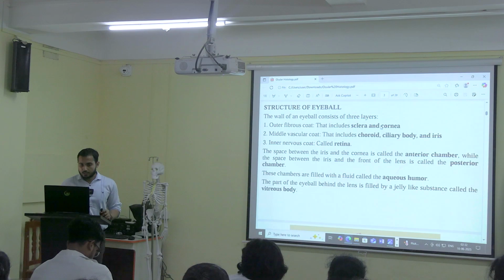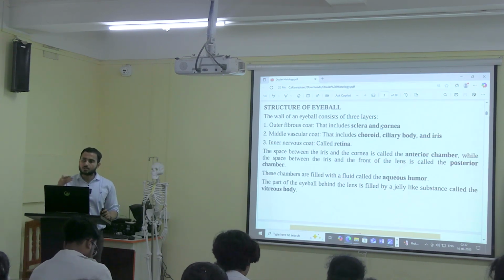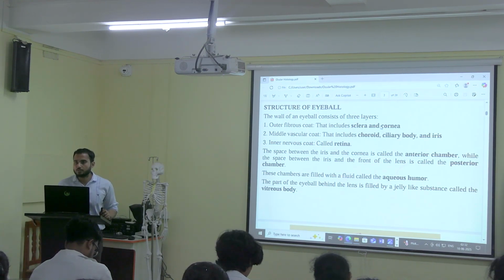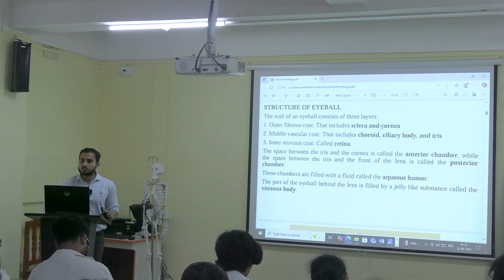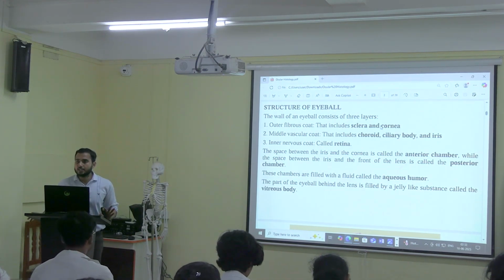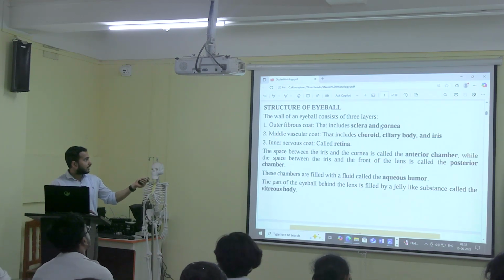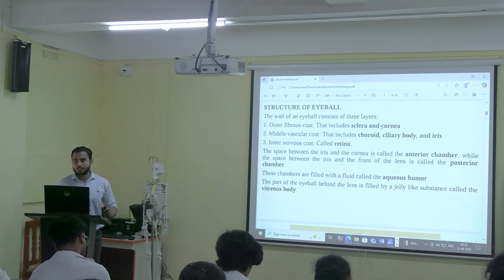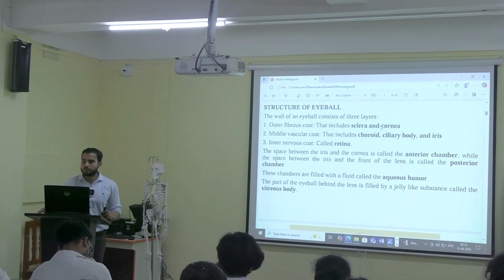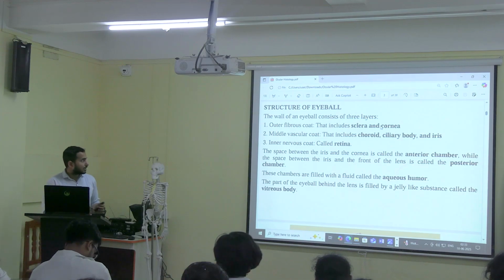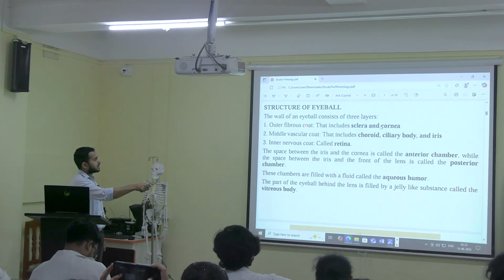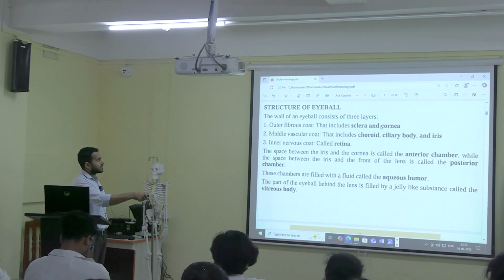if you see the structure of the eyeball, from outside to inside, how many layers is it made up of? Three layers are there. What are those three layers? As you can see, the outer fibrous layer, the middle vascular layer, and the inner nervous layer. These are the three layers of the eyeball. Outside to inside, first is the fibrous layer, the middle one is the vascular layer, and the innermost is the nervous layer.